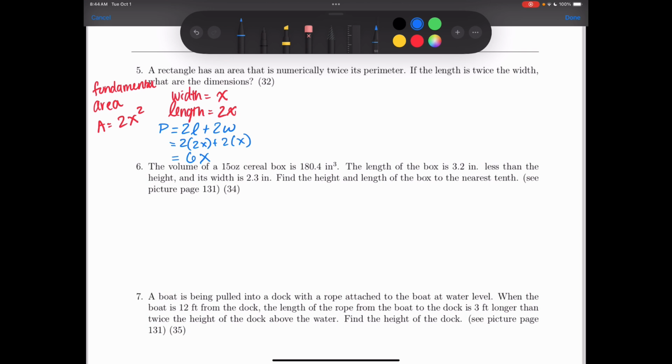So the area is twice the perimeter. So I'm going to have area is equal to 2 times 6x. So this is related to perimeter. So that gives me 12x. So now this is my area. I have this fundamental area formula here. So I'm going to set these two things equal to each other. So I'm going to have 2x squared equals 12x.